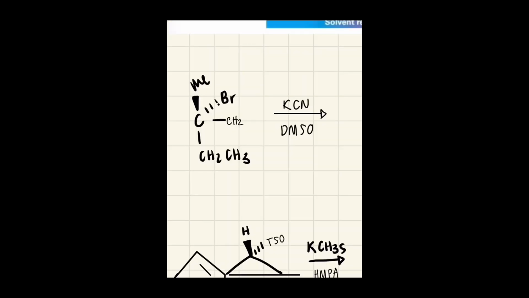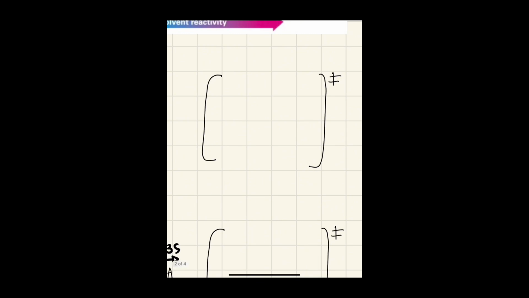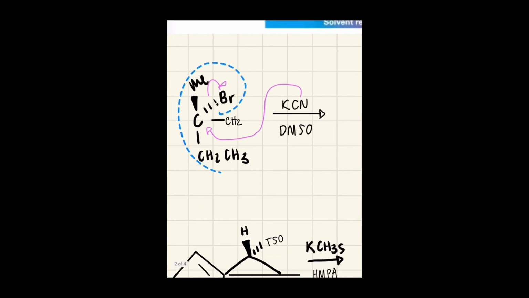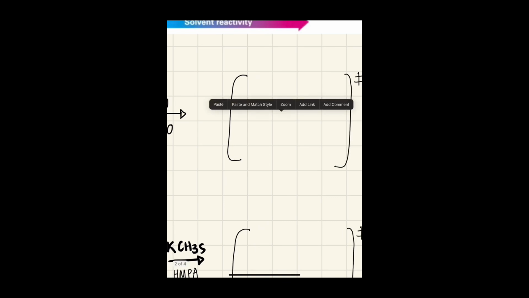Okay, let's start with this first problem. The first step is that our nucleophile is going to attack the carbon holding our leaving group, and that's when the leaving group goes off. Then we draw a transition state. This is not an intermediate. A transition state just goes to show that this SN2 reaction happens all at once because it's a one-step problem. So our transition state is going to look something like this.